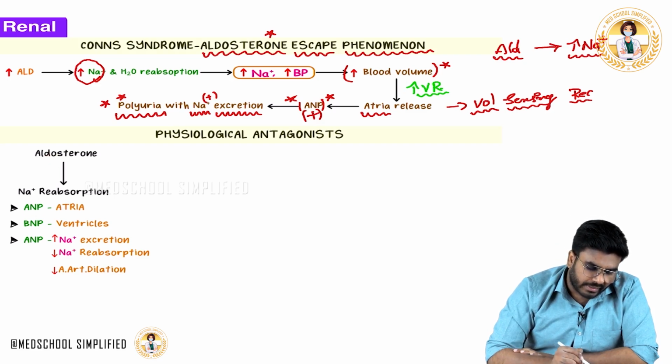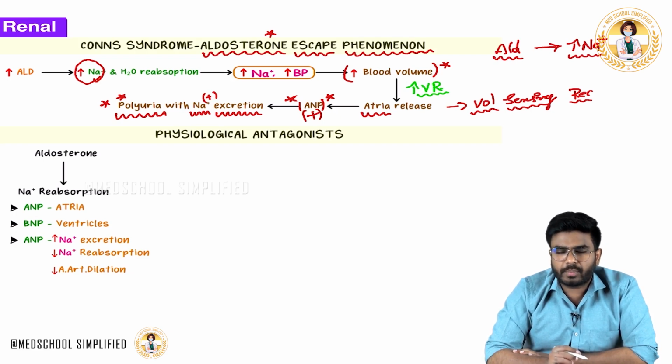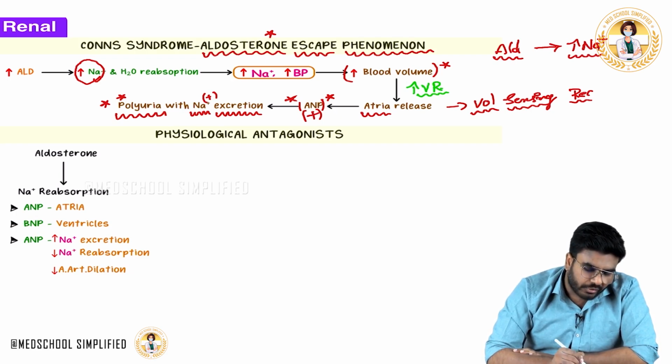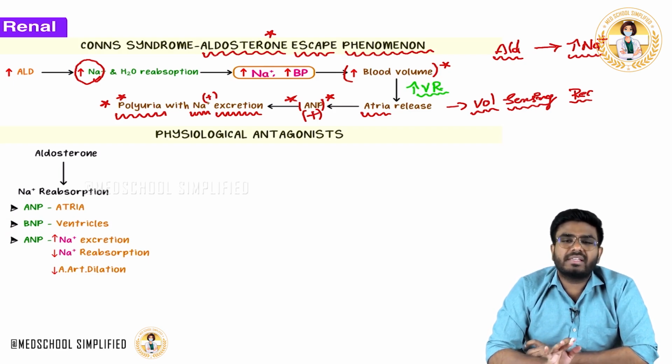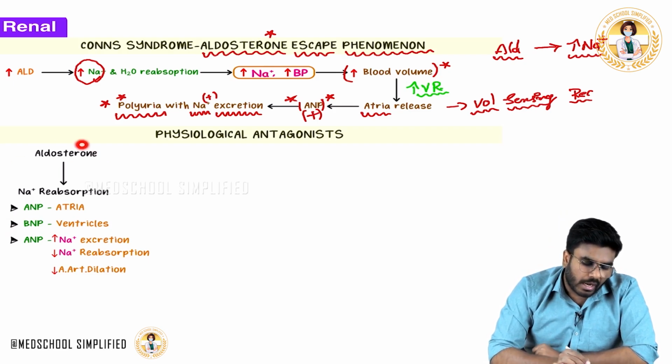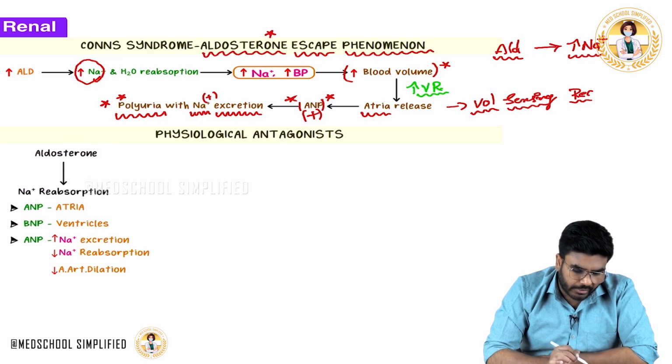So aldosterone, atrial natriuretic peptide and even the brain natriuretic peptide. Don't think that brain natriuretic peptide is coming from the brain. The brain natriuretic peptide is produced from the ventricles. Atrial natriuretic peptide and brain natriuretic peptide are both working the same. Both increase the sodium excretion, causing polyuria. Aldosterone reabsorbs the sodium, so aldosterone is a physiological antagonist of atrial natriuretic peptide or brain natriuretic peptide.